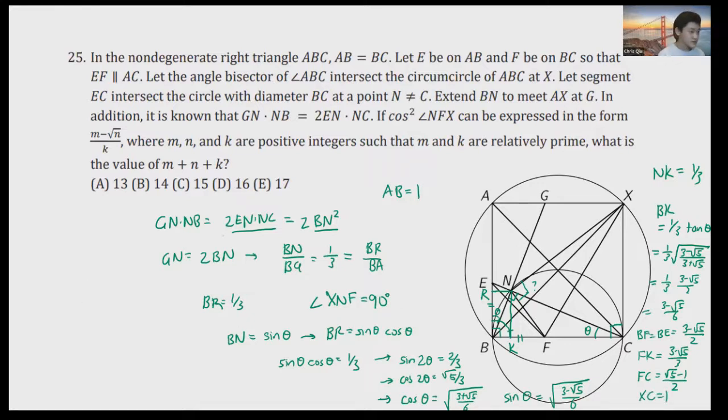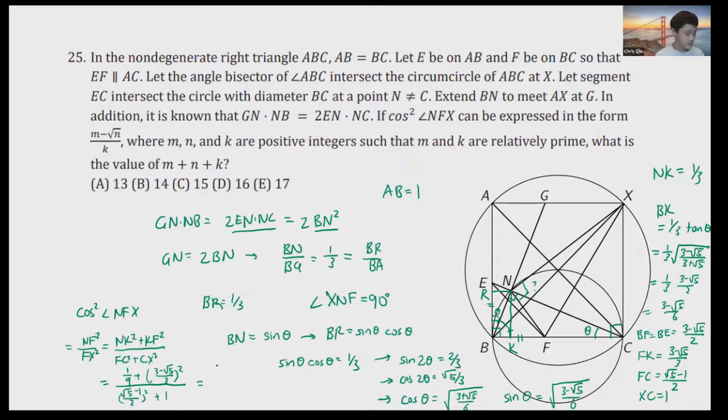And so now we can find cosine squared of NFX. Since NFX is in a right triangle, cosine squared of NFX is equal to just NF squared all over FX squared. And we can use the Pythagorean theorem on each of these. So this will be NK squared plus KF squared over FC squared plus CX squared. And we can see that NK squared is just going to be 1/3 squared. So we're going to have 1/9. KF squared is going to be this expression squared. FC squared is going to be this expression squared. And XC squared is going to be 1, since XC is equal to 1.